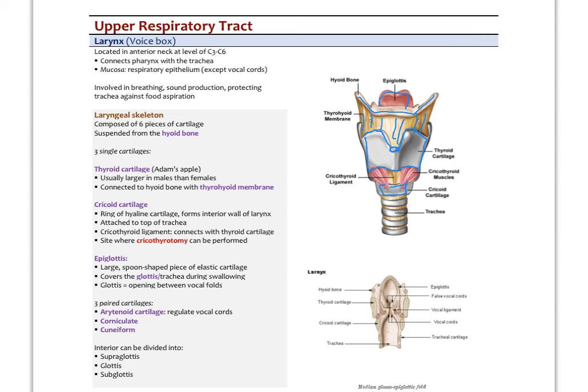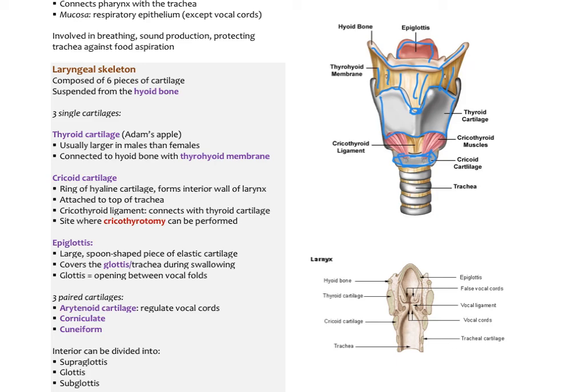So the thyroid cartilage, again, connected to the hyoid via the thyrohyoid membrane. The cricoid cartilage, that's the ring of hyaline connective tissue, or hyaline cartilage. That forms the interior wall of the larynx. So if you look at this picture down here, it shows you a little bit of a clearer view of that. So here we have a cross section. Here's the cricoid cartilage. Here is the trachea. Here is the epiglottis at the top. Here is going to be your laryngopharynx right here.